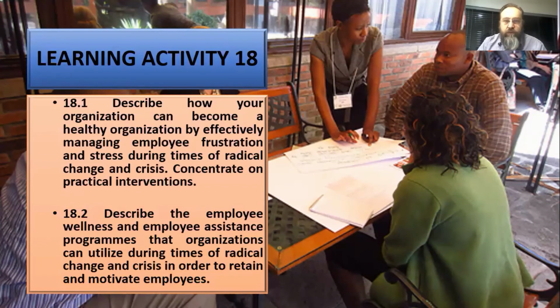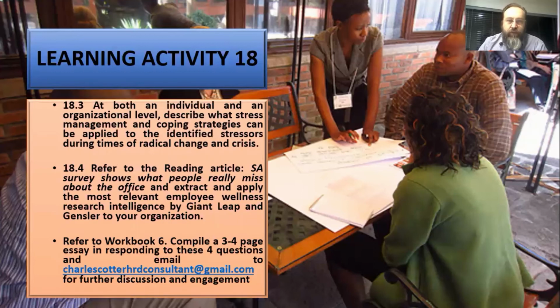Also, question 18.2, where I want you to look at the wellness and employee assistance strategies that organizations can utilize during times of radical change and crisis, not only to motivate, but also to retain our star performers in particular. Question 18.3 has to do with stress management. Again, I'd like you to review the individual and organizational stress management strategies, starting off with the identification of the root causes of stress in your virtual teams, in your business unit, in your organization. And from that, I'd like you to pinpoint the most appropriate individual, but also organizational stress management strategies.